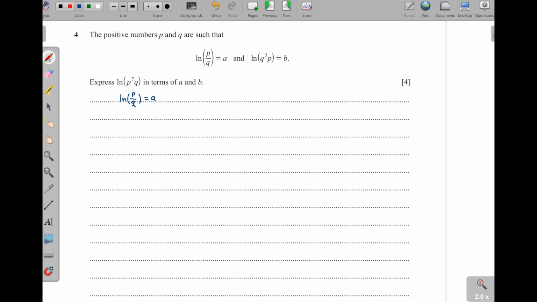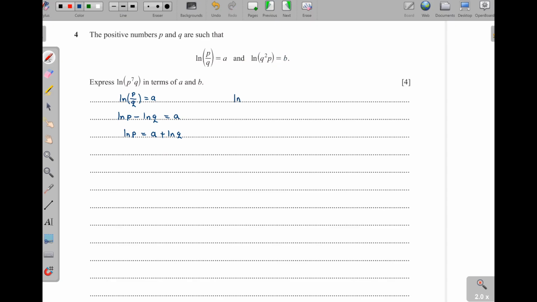Using the rules of logarithms, when you see the powers here in a division, that means the logarithms are subtracted. So I will have natural log of p minus natural log of q, which is equal to a. You see that? I can make one the subject of the formula. Maybe natural log of p is equal to a plus the natural log of q. I keep that. Then I can also go to this one here.